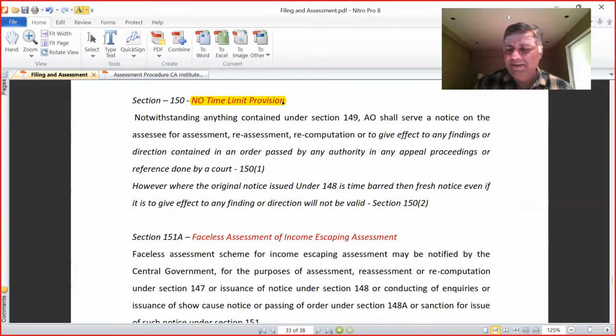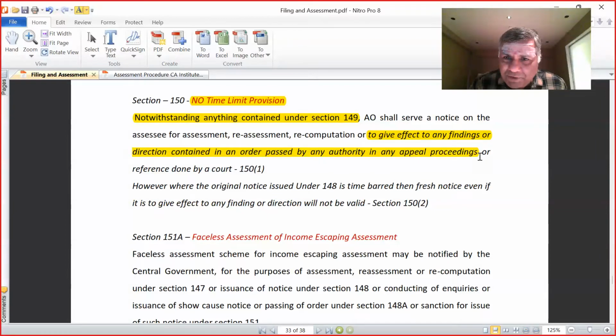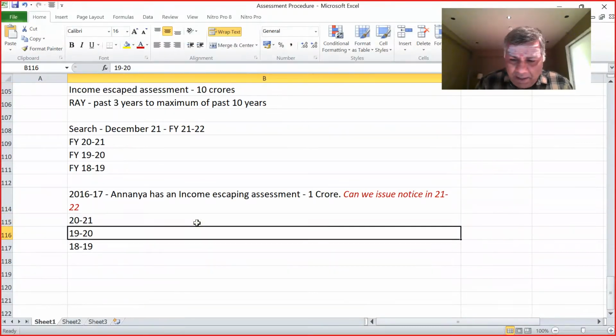150, no time limit. இது கொஞ்சம் you have said in 149 there is a time limit. Okay, no time limit. Why it is not appearing in blue is it is not an amendment, it is there in the existing law itself. Notwithstanding anything contained under section 149, it overrules the time limit specified under 149. Time limit specified under 149 is 3 years or 3 years to 10 years, etc. Notwithstanding anything contained under 149, AO shall serve a notice on the assessee for assessment, reassessment or recomputation to give effect to the findings or directions in an order passed by an appeal proceedings.